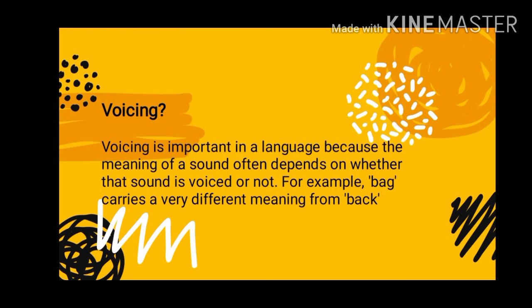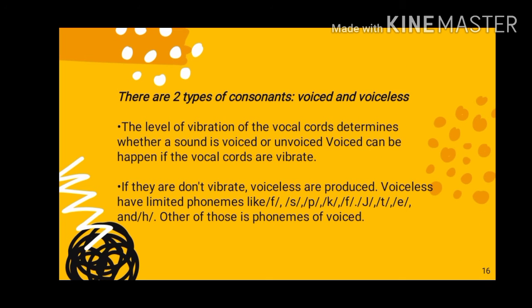Voicing is important in a language because the meaning of a sound often depends on whether the sound is voiced or not. For example, "back" carries a very different meaning from "pack". There are two types of consonants, voiced and voiceless. The level of vibration of the vocal cords determines whether a sound is voiced or unvoiced. Voiced sounds happen if the vocal cords vibrate. If they don't vibrate, voiceless sounds are produced.